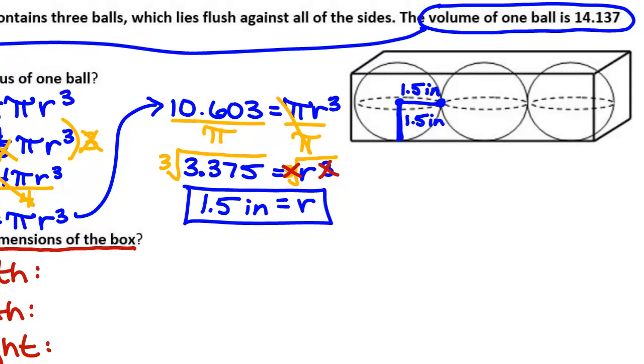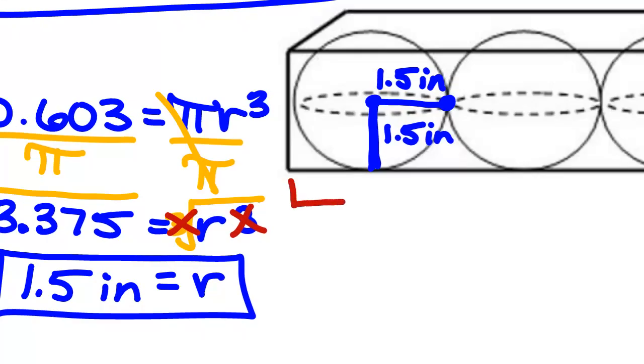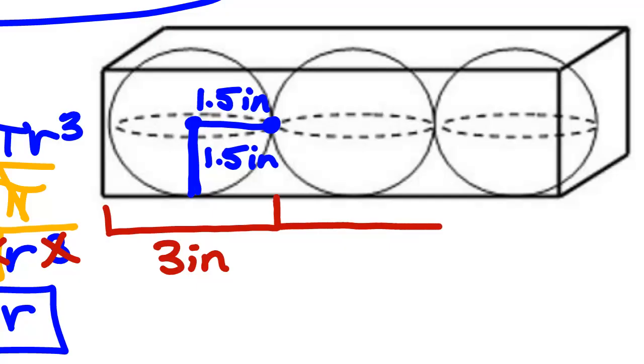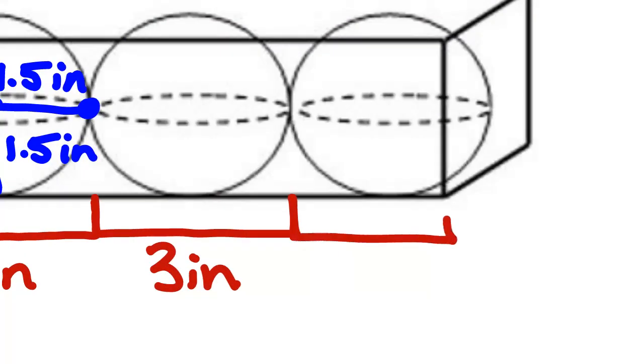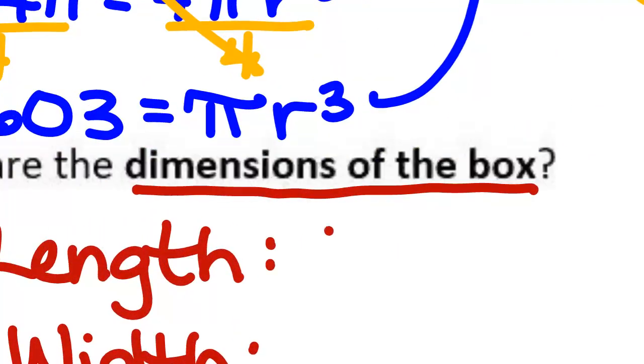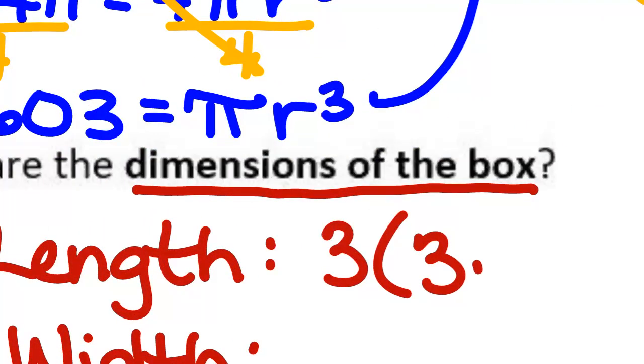If that ball is 1.5 inches from the center to the edge, how wide is it at its widest point? 3 inches, yes. What about the ball next to it? 3 inches. And the ball next to that? 3 inches. So we would do 3 times 3 inches.